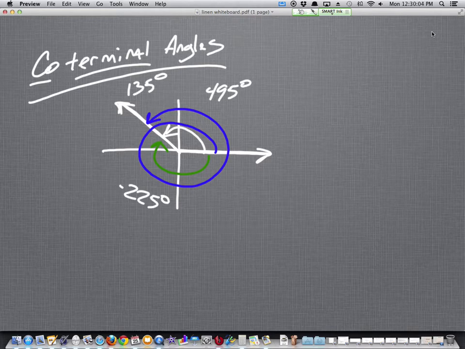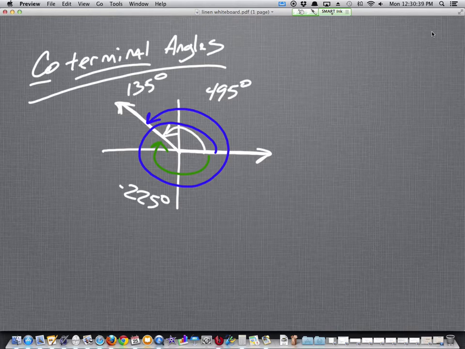All right, now, Hayden, what did you do to get 495? You added 360. Why did you add 360? So if we can go around, I can go right back around and end up in the same spot. David, what did you do to get negative 225? I wanted to make it equal, 360 or go all the way around, so I just took the negative portion of it. All right. What I wanted him to say was that he took 135 and subtracted 360 from it.